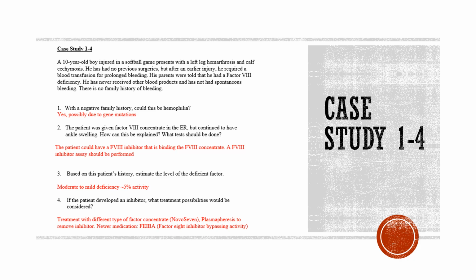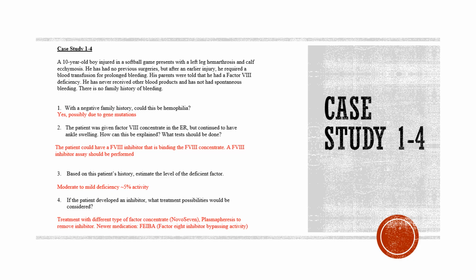If this patient were severely deficient, we would see hemorrhagic activity maybe, or even repeated blood transfusions. And it says here he's only ever had 1 blood transfusion. If the patient developed an inhibitor, what possible treatments could we consider?